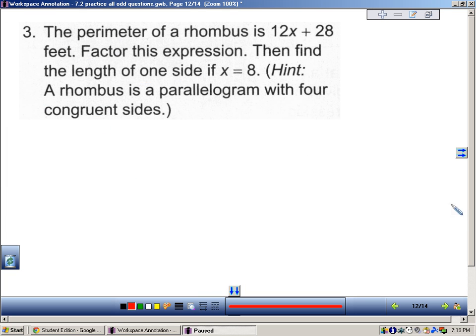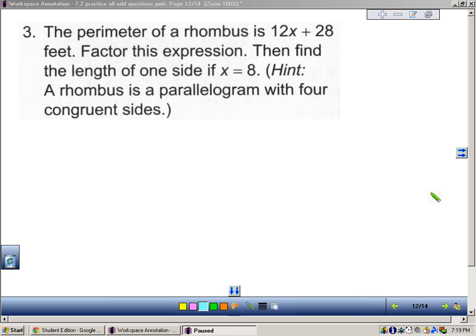Number 12 says the perimeter of a rhombus is 12x plus 28 feet. Factor this expression. Then find the length of one side if x equals 8. Hint: a rhombus is a parallelogram with 4 congruent sides. Oh, okay, we know this. So, a little bit of geometry in this question.